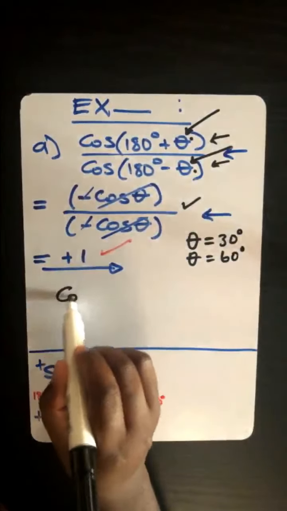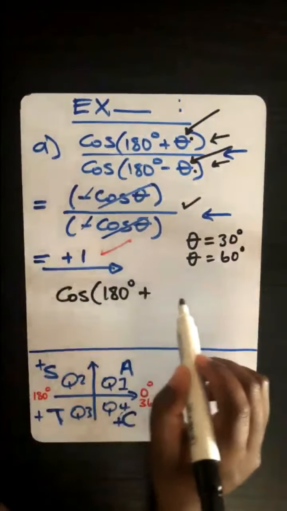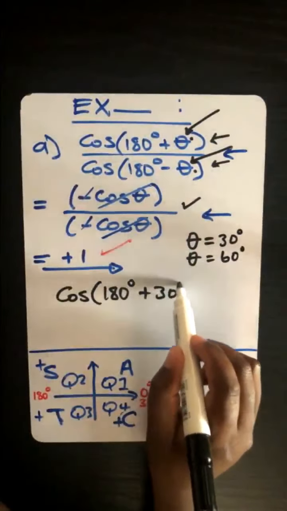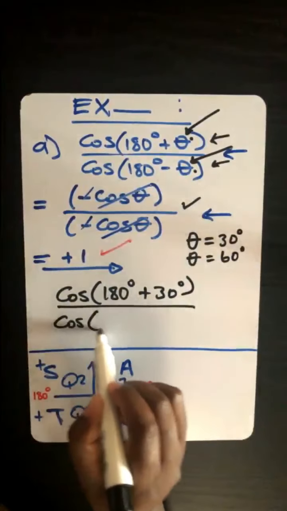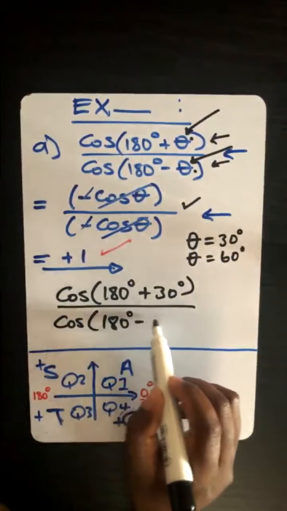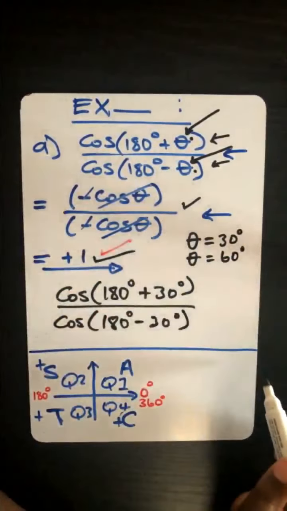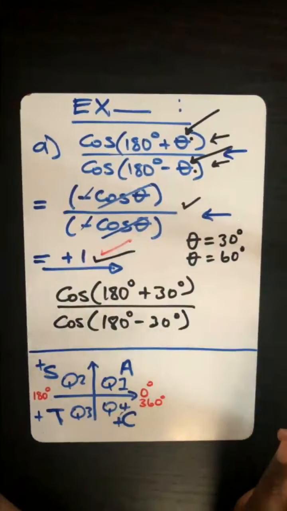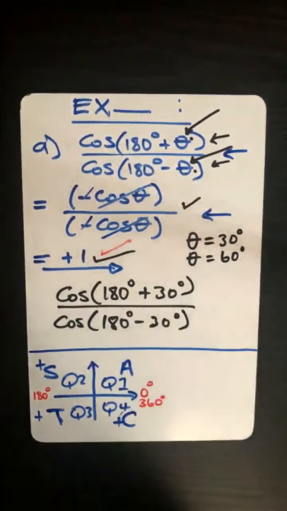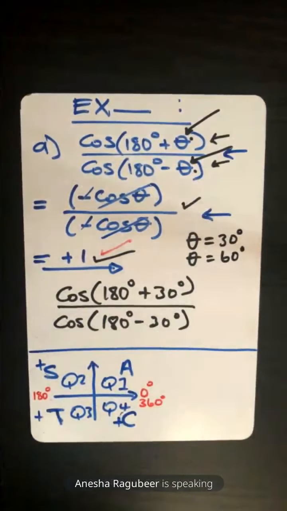So in short, say cos of 180 degrees, it's a plus. Some of you use 30, some of you use 60. Then at the bottom, say cos of 180 degrees minus 30. It must give you 1. If it doesn't give you 1, then it means your final answer is not correct. Did that make sense to everyone? Yes, sir.